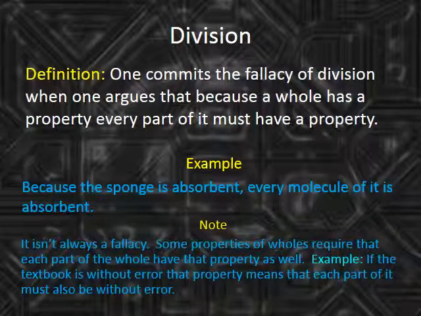Again, the important note here is that this isn't always a fallacy. Some properties of wholes require that each part have that property as well. For example, if a textbook is error-free, then every part of that textbook must be error-free as well.